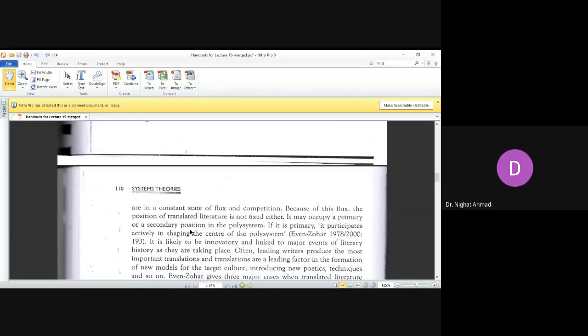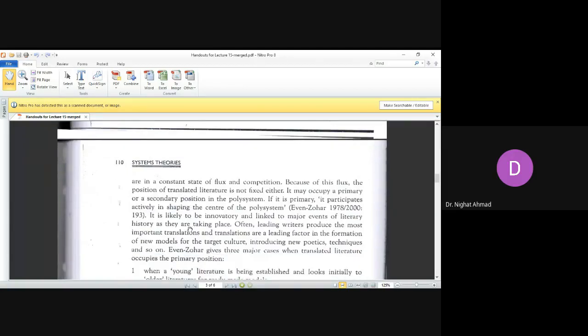But if it is primary, it participates actively in shaping the center of the polysystem. If it is primary, if it is important, then it participates in the system of polysystems, and it is likely to be innovative, and it could be linked to major events of literary history which are taking place at that point in time. So it is often leading other writers to produce the most important translations. As a result, such writers come up and write important translations, and they are a leading factor in the formation of new models for the target culture, and they introduce new poetics and techniques and so on.